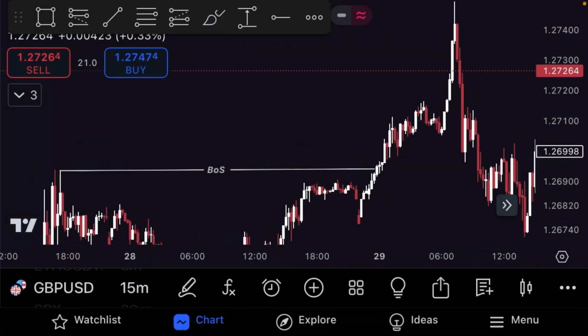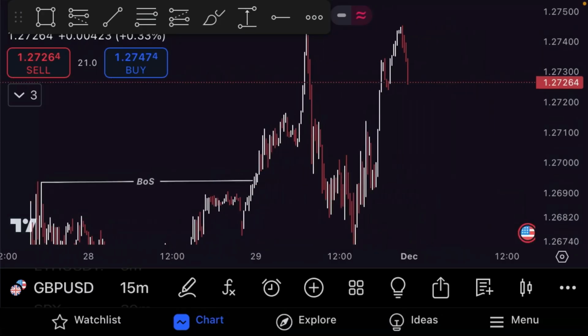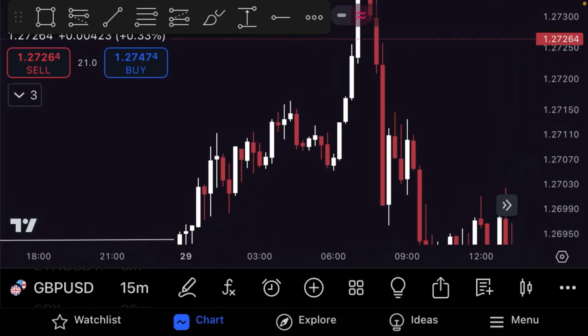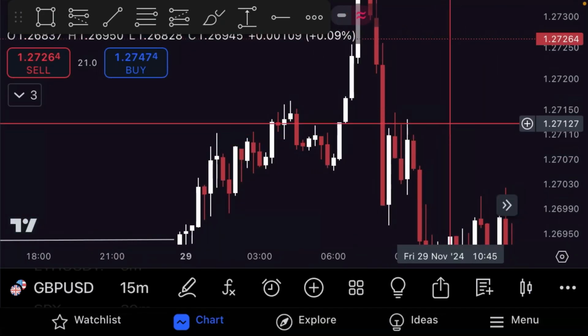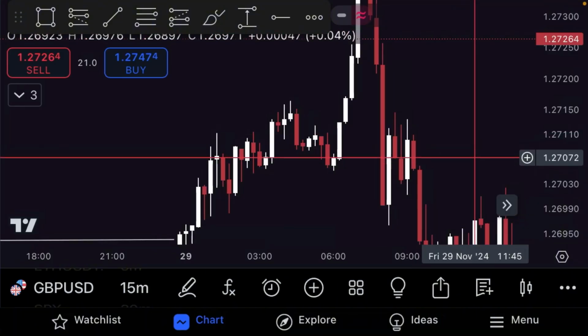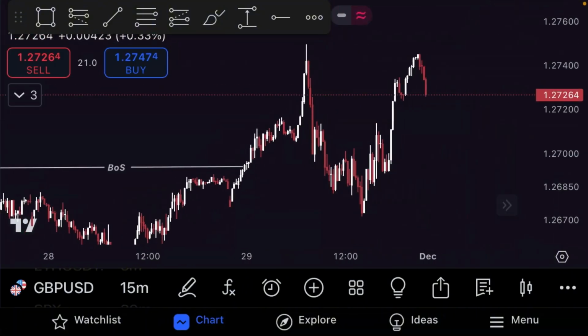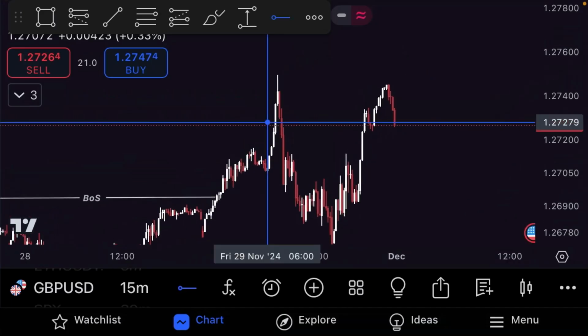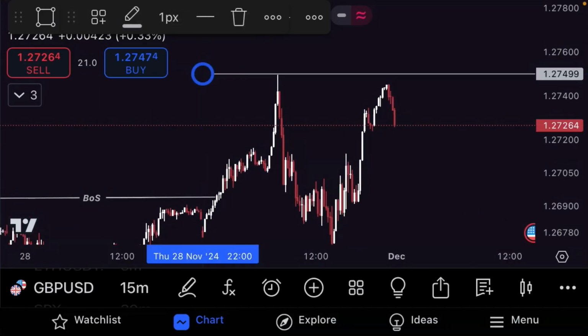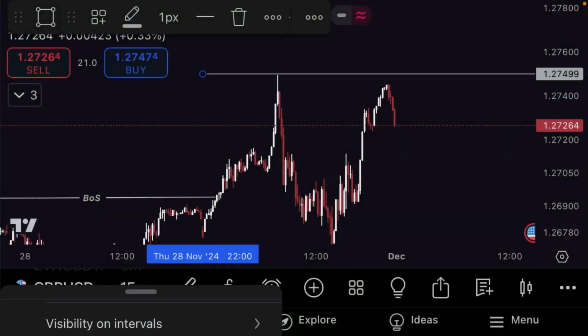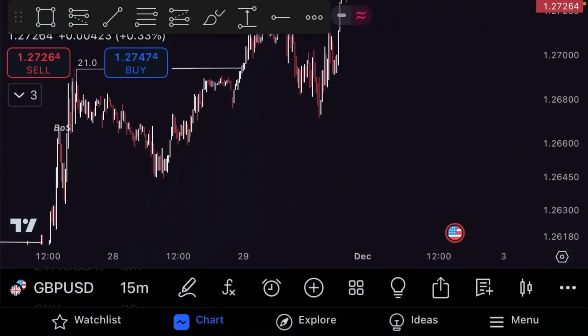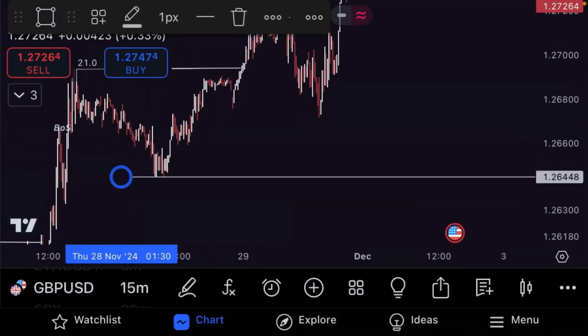So we have this breakout structure here, then it goes all the way to this area. Fake out. Okay, we have one, two, those fake outs. So we have this area as our most recent high, since we haven't broken this area, and this area is our most recent low. So this is what we have right now on this chart.